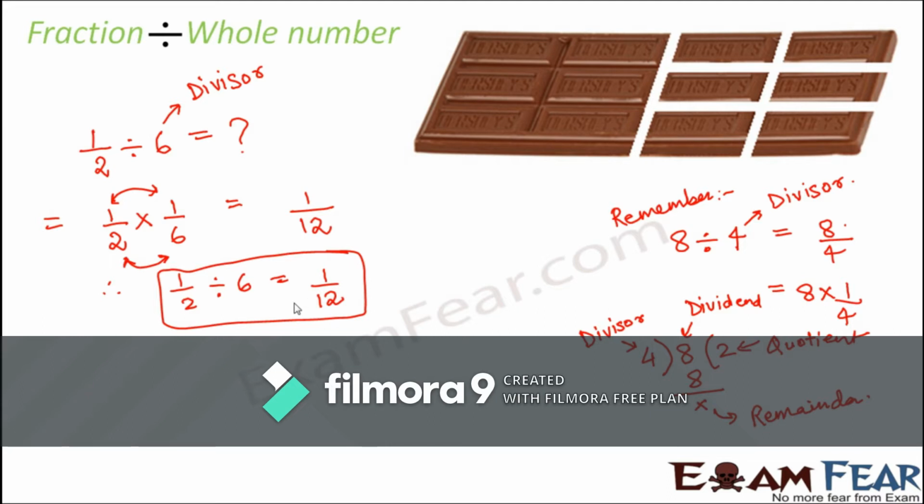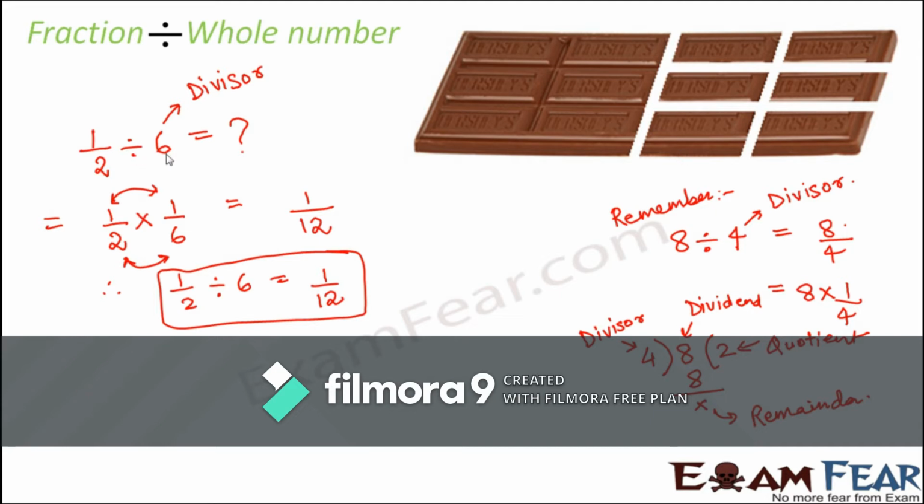So this is how we deal with division. Basically in division you have to remember one simple thing, that whatever divisor you have, just turn it upside down. That is, make the numerator the denominator and make the denominator the numerator. So turn the divisor upside down and multiply it.